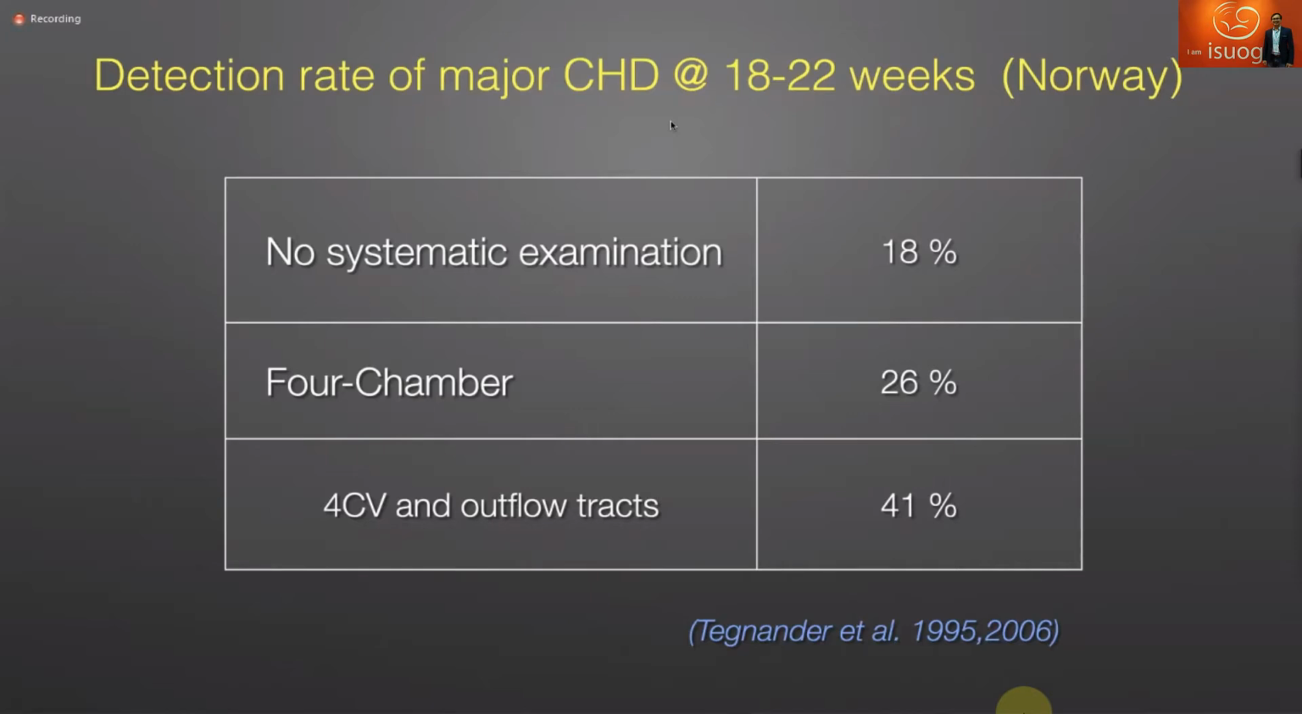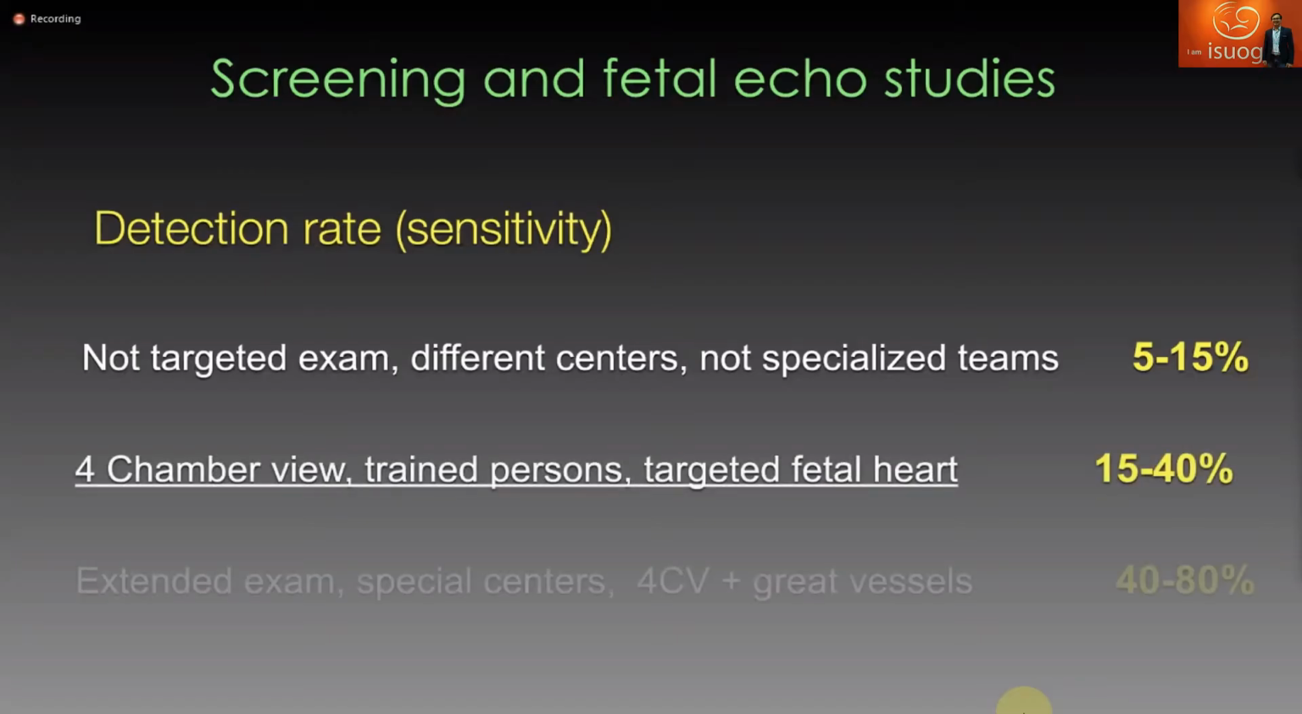So I'm sure there is potential, and these are all studies, but there is potential to see more, especially if we now include the 3-vessel trachea view. I'll show you next time. So in other words, these are the data I think you can put together from many studies, where we see that if you do not have a specialized examination and no specialized team, you have less than 15% detection rate. If you focus on the four-chamber view, you have 15 to 40%.